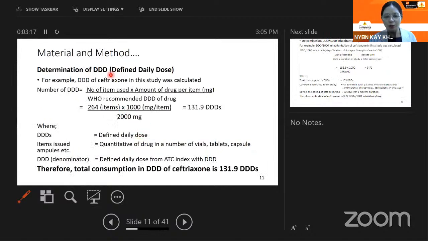The defined daily dose, DDD, of ceftriaxone in this study was calculated by the following formula. Number of DDD equals number of items used times amount of drug per item divided by WHO recommended DDD of the drug. After calculation, the total consumption of ceftriaxone is 131.9 DDD.